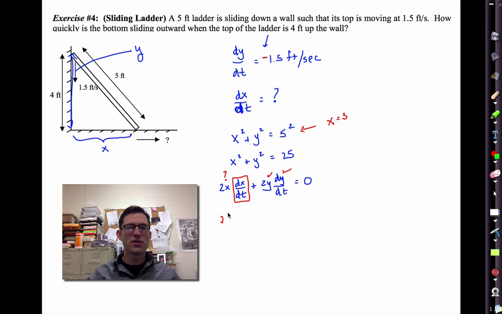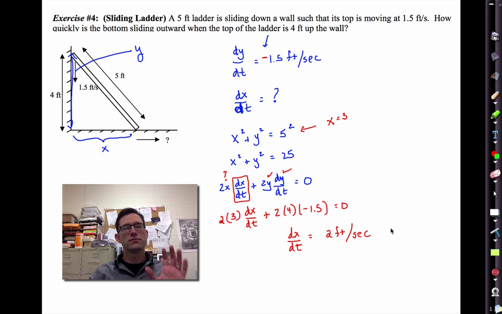So let's substitute it in. Let's put in 3 for x. We'll stay in red for right now. We will put dx/dt down because that's what we're solving for. Y we know is 4 at that moment in time. dy/dt, negative 1.5. That's all equal to 0. Solving for dx/dt, again, skipping the intermediate steps, hopefully you're okay with that, we would find to be 2 feet per second.